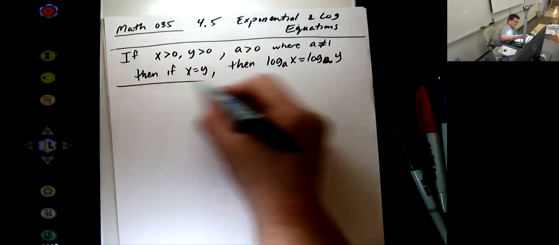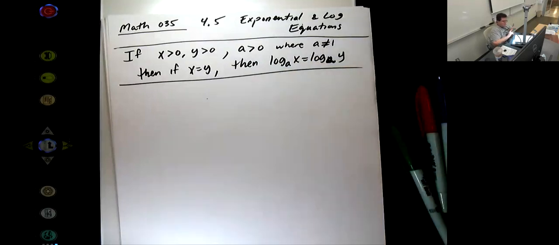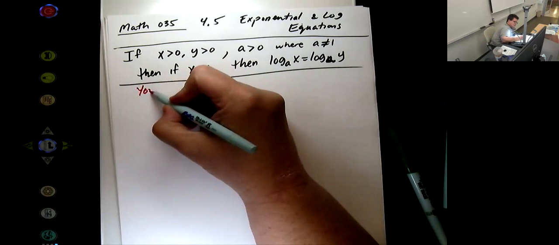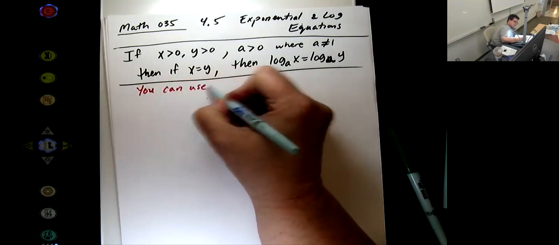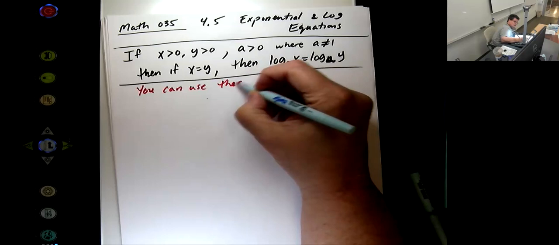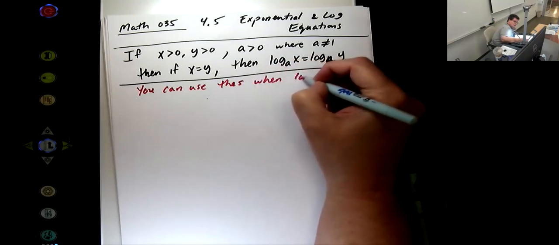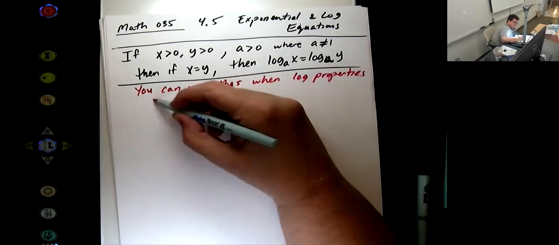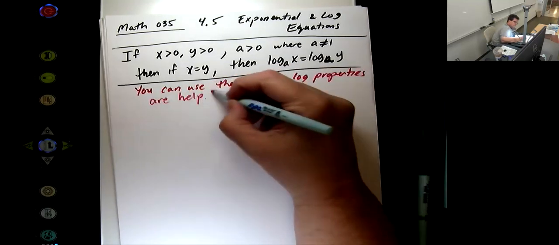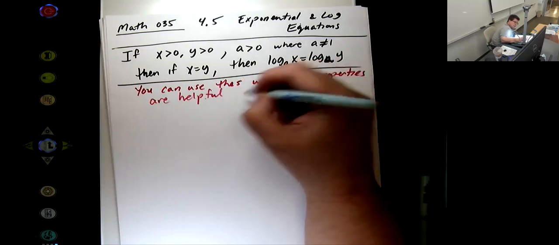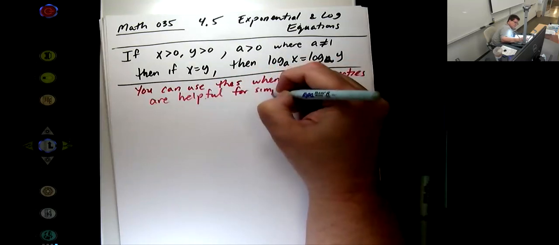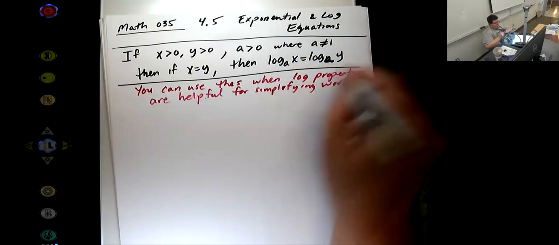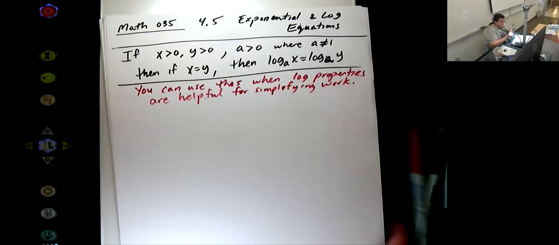All right, so that's a rule that holds. So where would you use this? You can use this when log properties are helpful for simplifying work. I mean, we will do some of it here now, but it shows up even better in later classes.